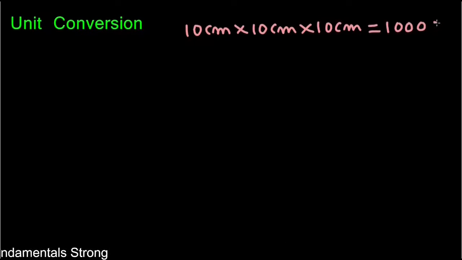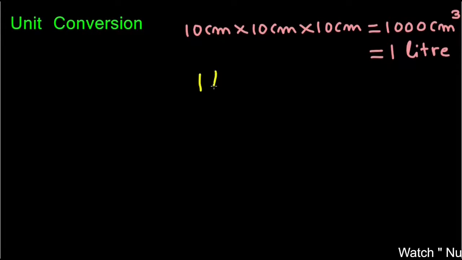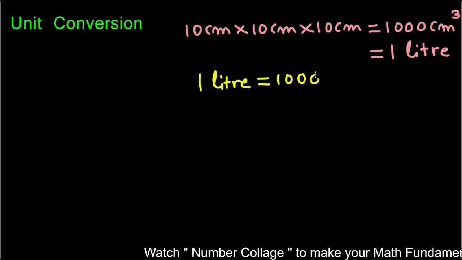In the unit conversion of volume, let us consider 10 centimeter by 10 centimeter by 10 centimeter equals 1000 cm cube, which is exactly 1 liter. So therefore, we have 1 liter equals 1000 cm cube.